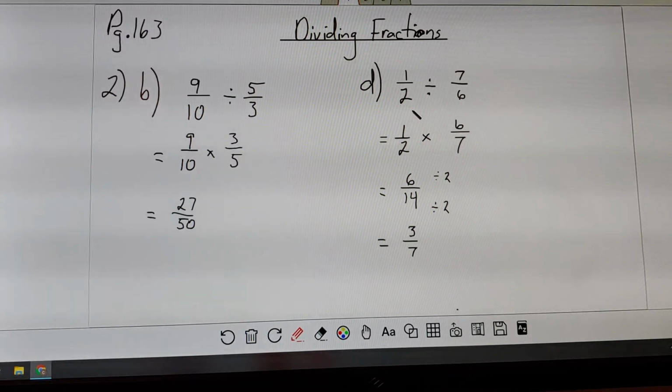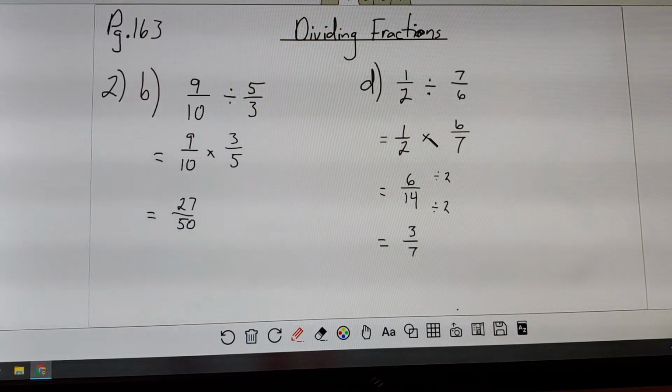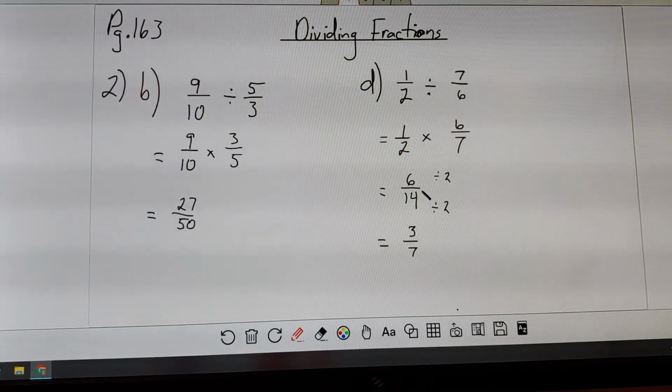So then we have 1/2 divided by 7/6. Again, reciprocal, 7/6 becomes 6/7. This is changed to multiply. 1 times 6 is 6, 2 times 7 is 14. They're both even numbers. I know they'll divide by 2, which gives me 3 out of 7, and then that's lowest terms there already.